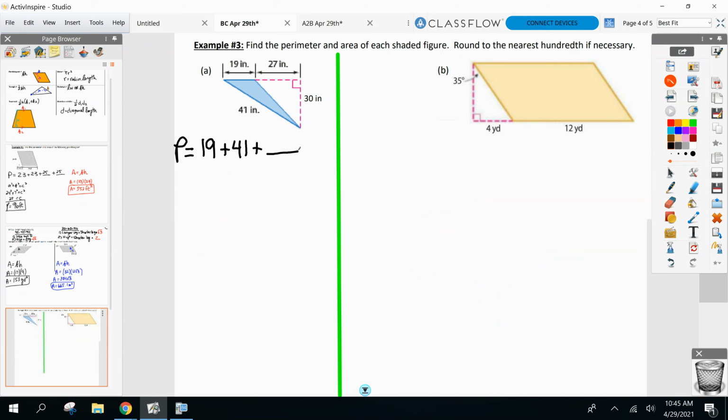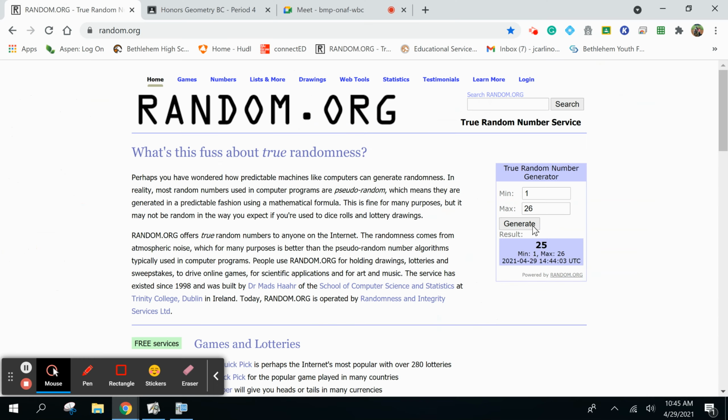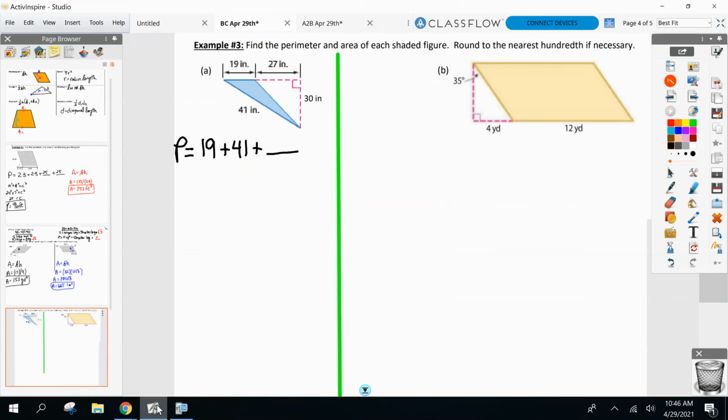Can I get your help trying to find that third side of the shaded region? How can I find that third side? We can use Pythag, using 30 and 27 on the other triangle. Perfect. So I got 30 squared plus 27 squared equals c squared.